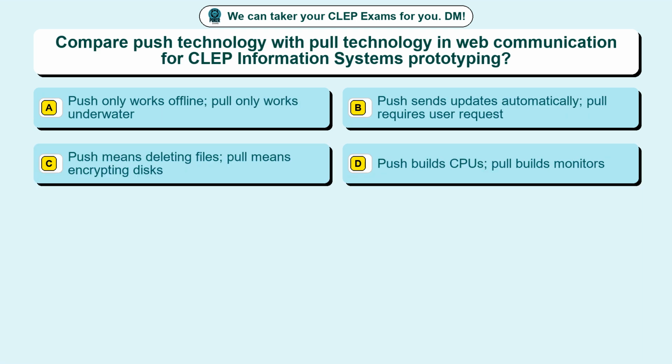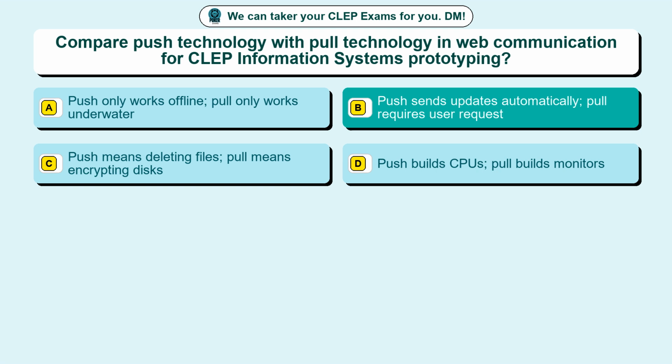Question 30. Compare push technology with pull technology in web communication for CLEP Information Systems prototyping. Option A, push only works offline, pull only works underwater. Option B, push sends updates automatically, pull requires user request. Option C, push means deleting files, pull means encrypting disks. Option D, push builds CPUs, pull builds monitors. The correct answer is option B.